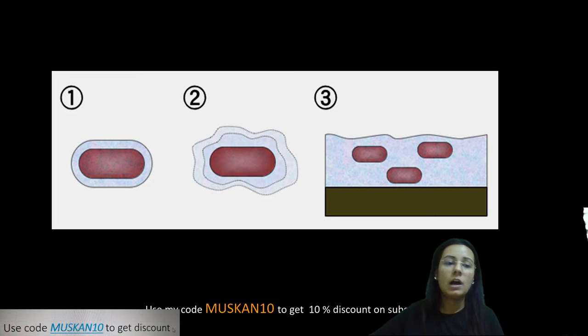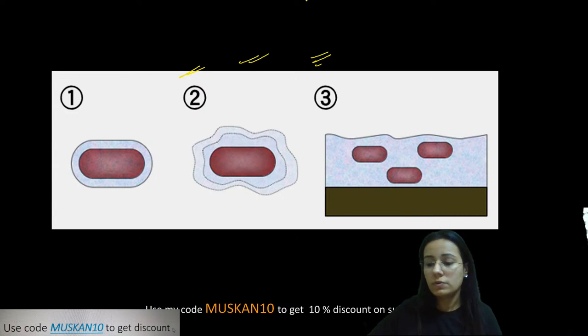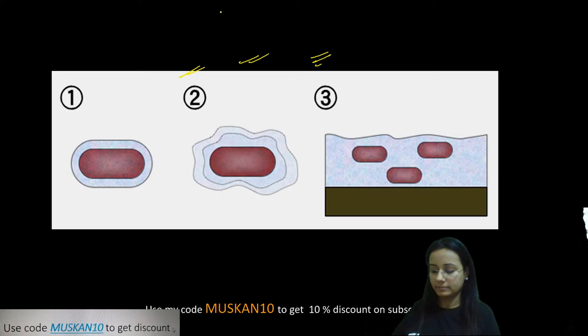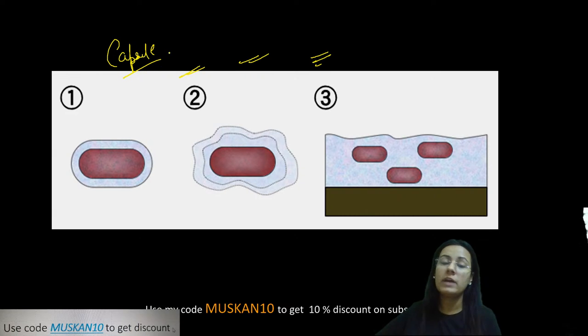Right. Now coming, what is 1, what is 2, and what is 3? So it's very easy. One is the regularly formed structure around the bacteria, that is the capsule. The capsule and the slime layer are all made up of glycocalyx. This is the irregularly formed slime layer, and this is the biofilm.